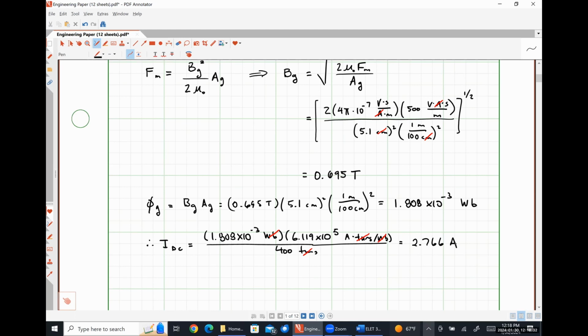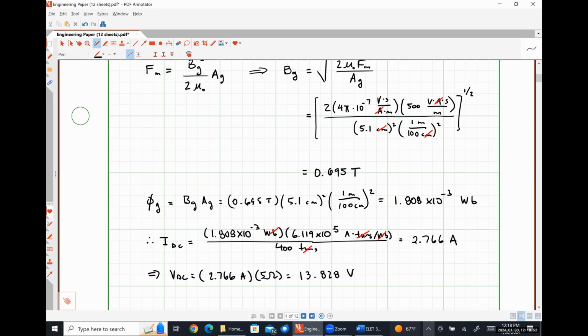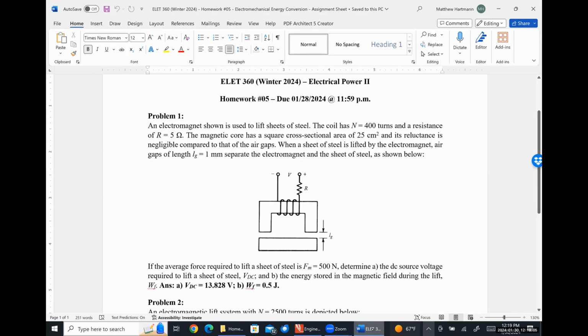and some change amps. And therefore our DC voltage is 2.766 amps times 5 ohms, which comes out to be 13.828 volts. Which I think is the answer on the sheet. I'll be damned, I got it right. Crazy how that works.